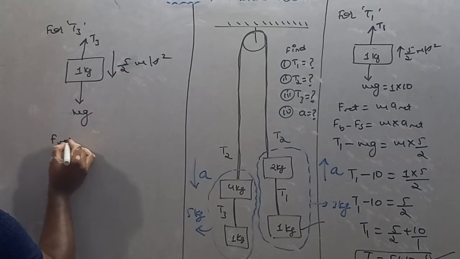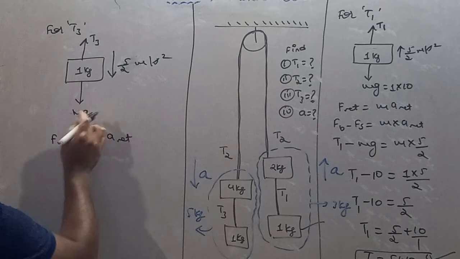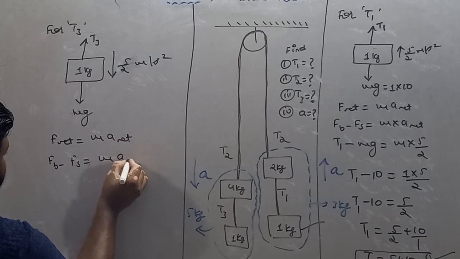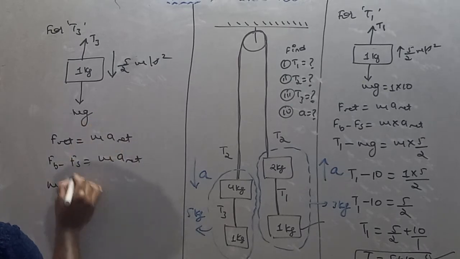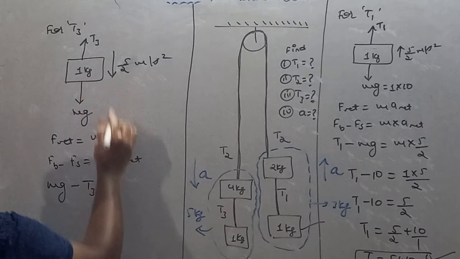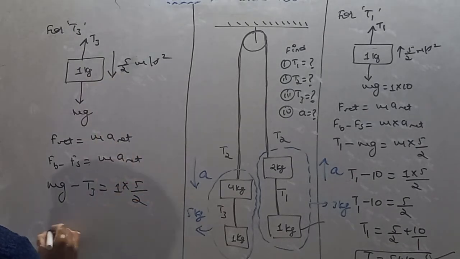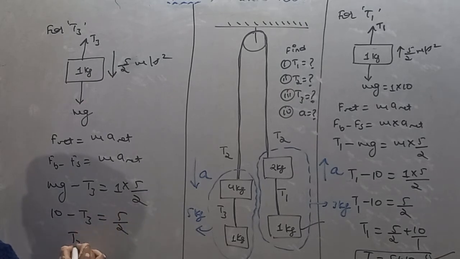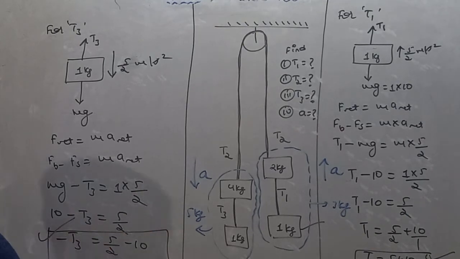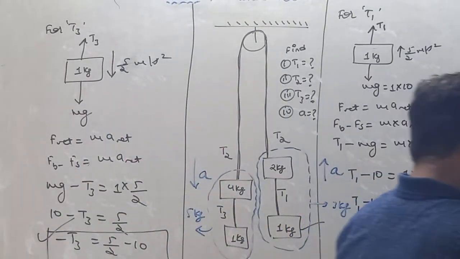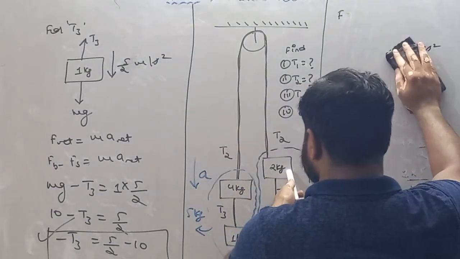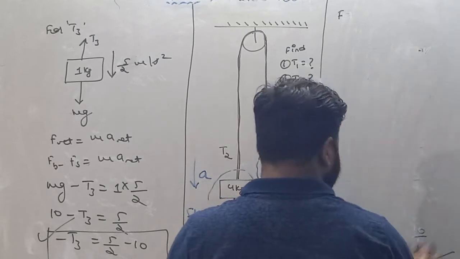So F net equals m a net. F net means bigger force minus smaller force equals m a net. Bigger force must be mg, so mg minus T3 equals m a, that means 5 by 2. So mg is 10, 10 minus T3 equals 5 by 2. So minus T3 equals 5 by 2 minus 10. After solving this, you will get the value of T3. Similarly, if you wish to find the value of T2, you have to make the FBD of this side or this side. Whatever you prefer.